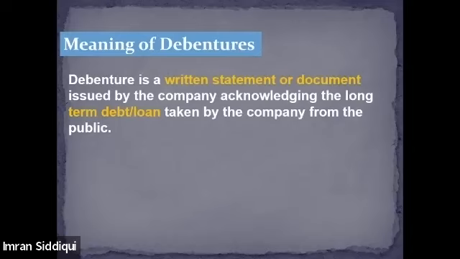Okay. See, what is the meaning of debenture? Debentures are a written statement or document issued by the company acknowledging the long-term debt or loan taken by the company from the public. You can also call it a certificate or document which the company issues to the person or public from whom the company is borrowing some amount. So it is always issued as an acknowledgement of loan taken by the company from the public.